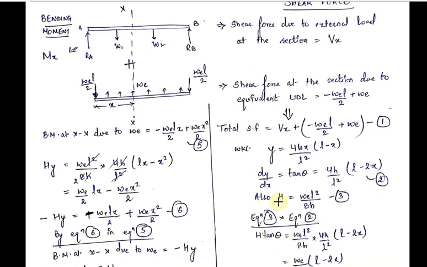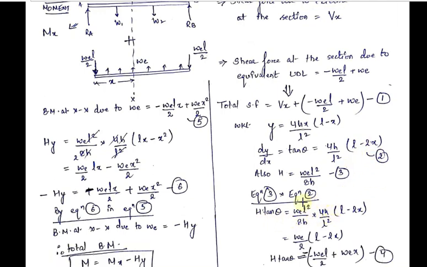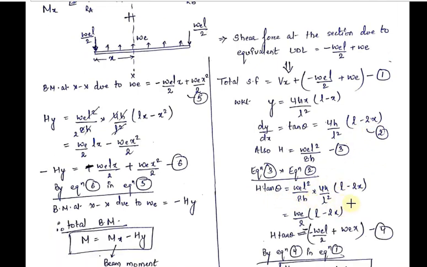We also know that the value of the horizontal thrust is equal to wL square by 8h. If I multiply these two equations, I will get h tan theta equal to this term. Some terms will cancel out each other, so we will be left with this term. If I open up the bracket and take minus common, I will get this term. And if you see, this term is the same term which is in equation number 1.